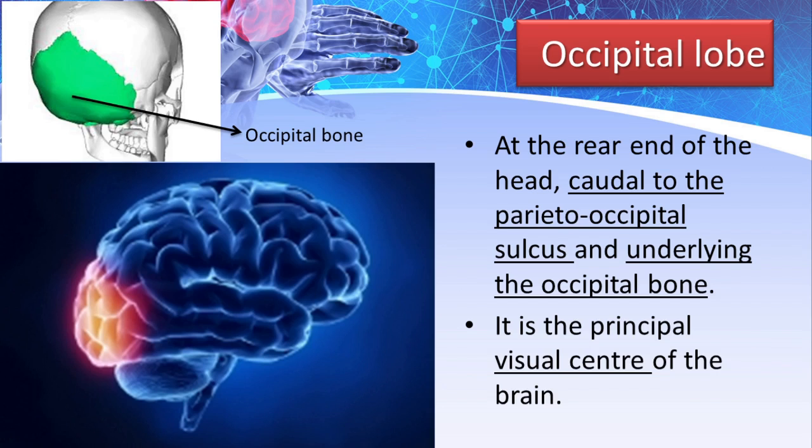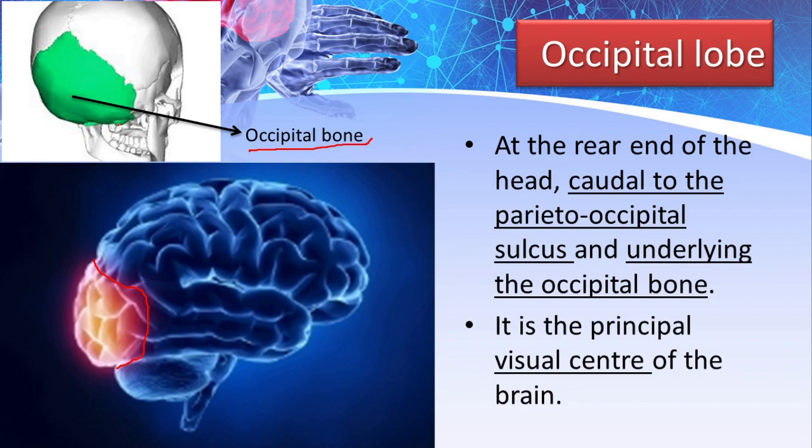The third cerebral lobe is the occipital lobe. It is located at the back side of the head, or the rear end of the head. It is located caudal to the parieto-occipital sulcus. This is the position of the parieto-occipital sulcus. The occipital lobe is located posterior to the parieto-occipital sulcus and beneath the occipital bone.